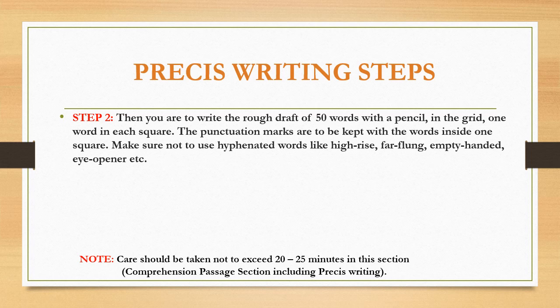You've already made the grid with a pen. Now you are to write the 50 words with a pencil. So that will be your rough draft. You are to write your rough draft with a pencil inside the same grid that you have made, keeping in mind that the words will go into each square.